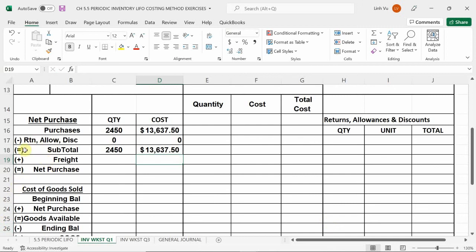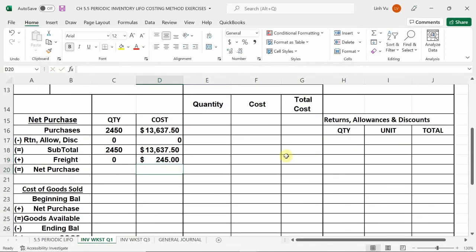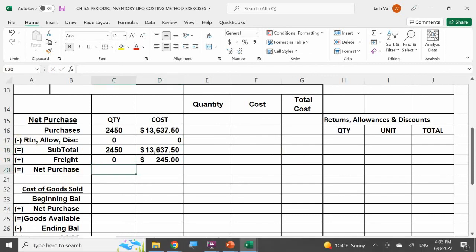Next is going to say you're going to now add the freight. Freight adds 0 to quantity, but it does add the $245 to the total cost. So then, because they are being added, right, you just add these numbers together, right? You get a total of 2,450 units at a total cost of $13,882.50, okay?